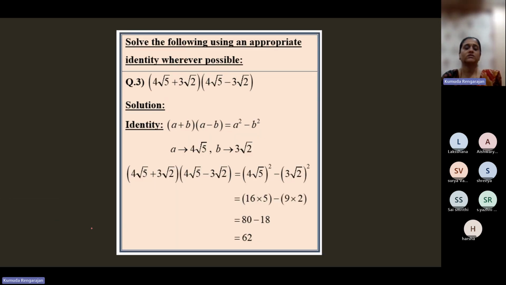But here you see the third one, this is irrational. This is also irrational. But their product is rational. 62. Irrational, irrational. They are two different irrational expressions, not the same. They are two different irrational expressions of the form a plus b and a minus b. And you see their product is rational. 62 is rational.